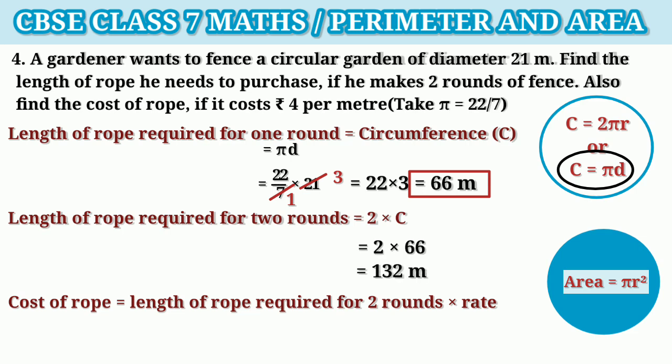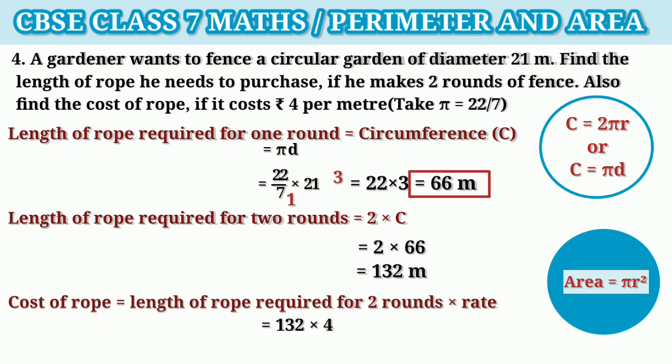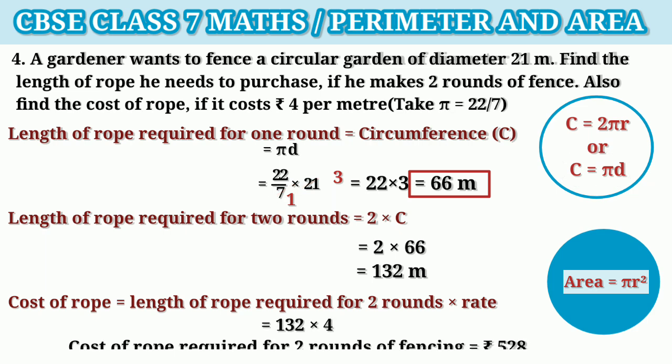But in the question we are asked to find the cost of rope. So cost of rope will be equal to the length of rope required for two rounds multiplied by the rate, that is 132 multiplied by 4. 4 is the rate of rope given. Cost of rope required for two rounds of fencing is rupees 528.